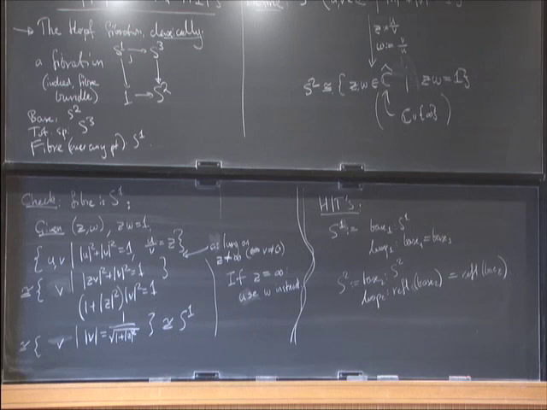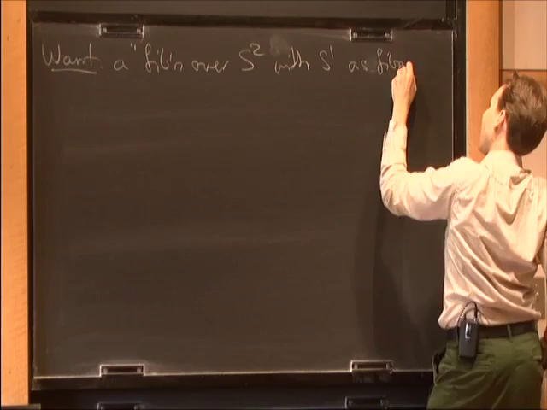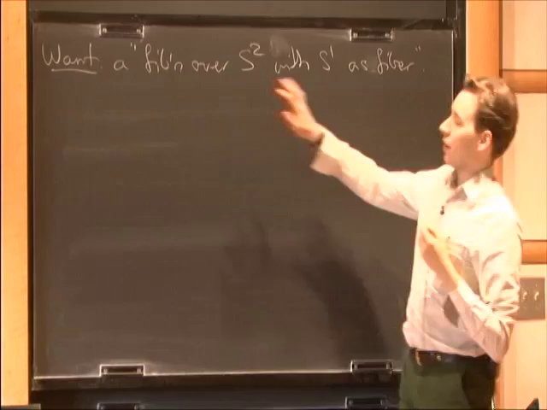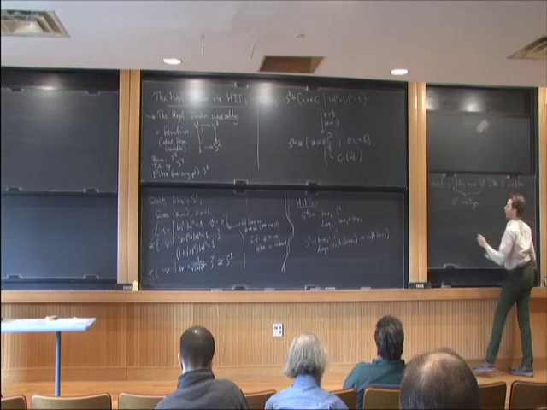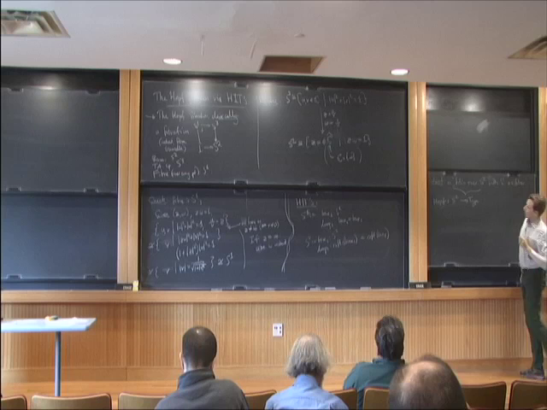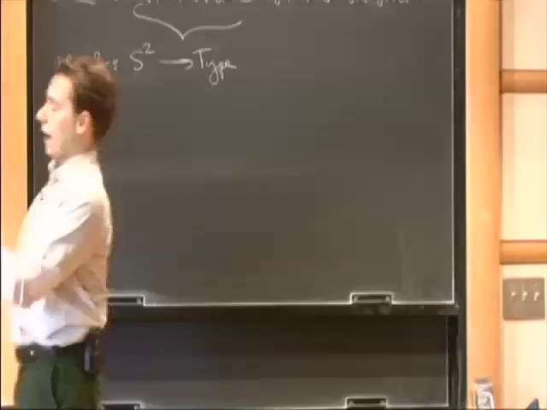So we want a fibration over S2 with S1 as fiber. Let's see, what kind of thing are we even trying to write in the type theory? We're trying to write a map from S2 to type. A map from S2 to type is exactly an instance where we can bring out the elimination property for the higher inductive type. We're mapping out of an inductive type.